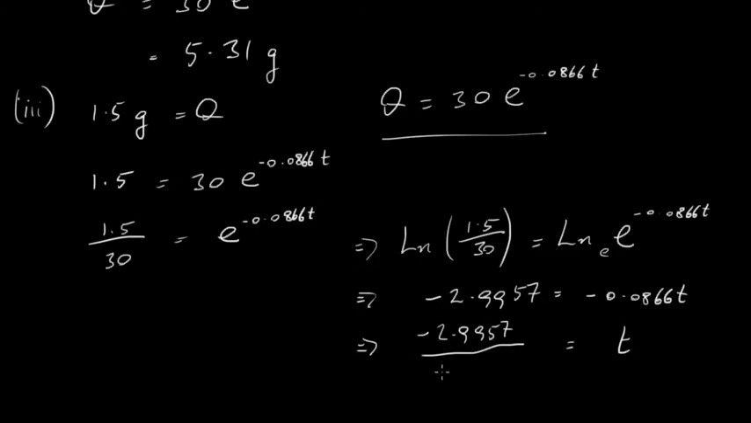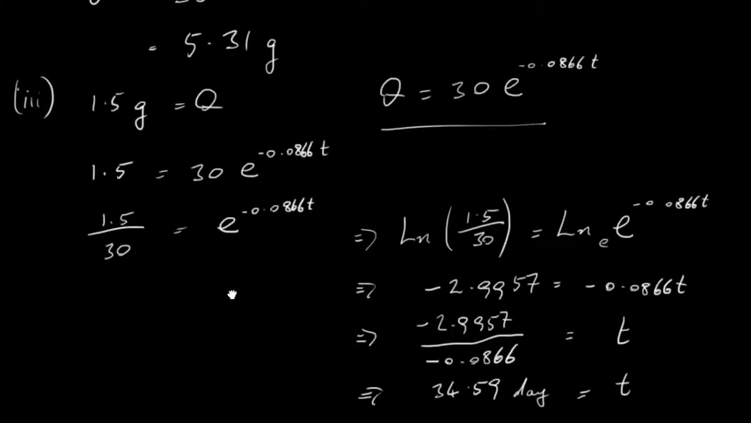Divide both sides by minus 0.0866 and we end up with minus 2.9957 divided by minus 0.0866. That gives us a value of t as 34.59 days. Okay, so it will take 34.59 days for us to have 1.5 grams of this particular material left. Okay, again this is just rounded to 2 decimal places. Okay, so that's the first question.